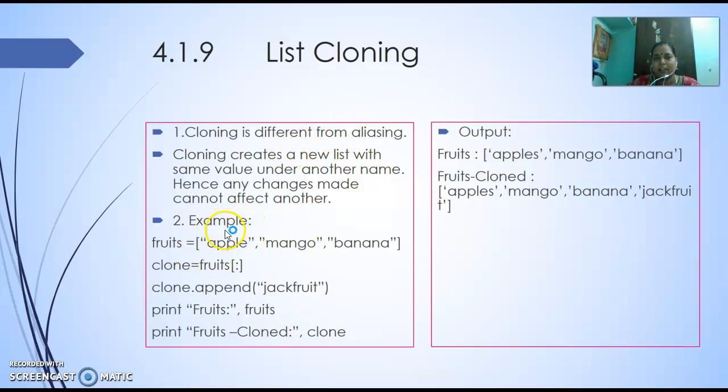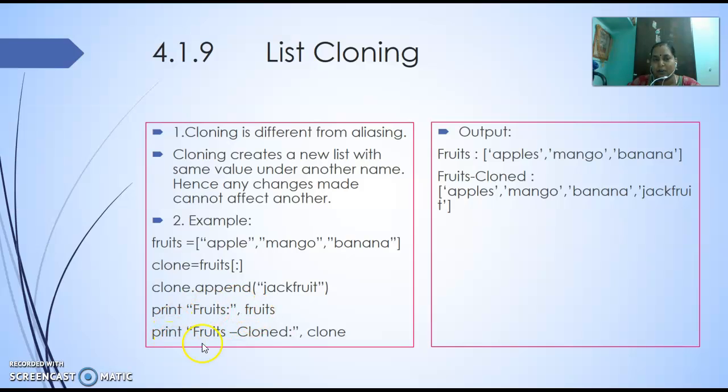For example, here a list fruits is created with the elements apple, mango, banana, and we are creating clone, which is an exact copy of fruits. With clone.append, we are appending one more fruit at the last, that is jackfruit, and print fruits. So here apple, mango, banana, only these contents will be printed for fruits.